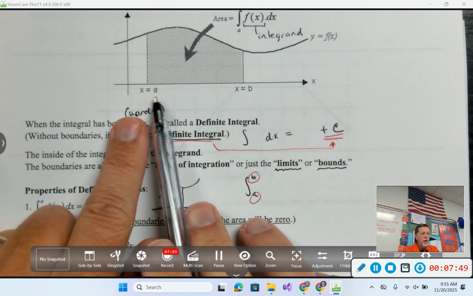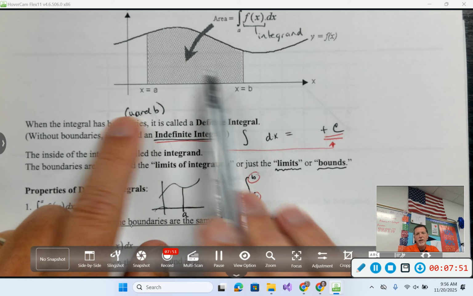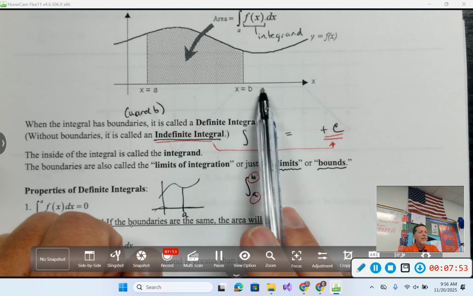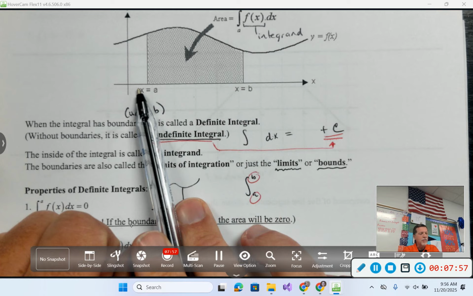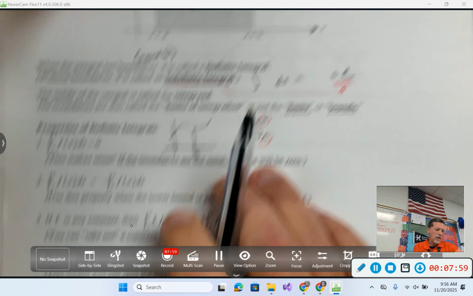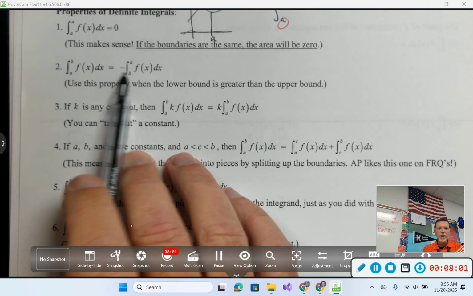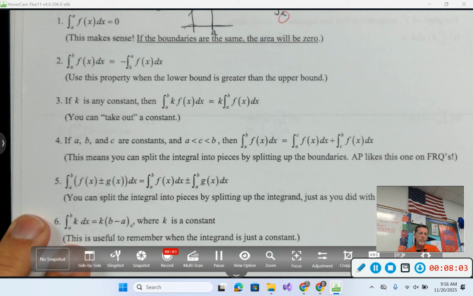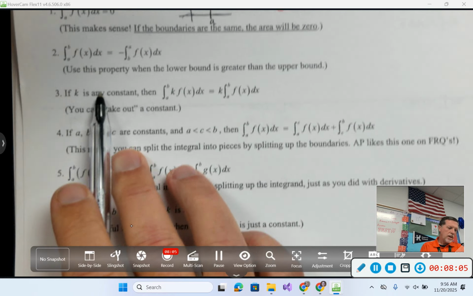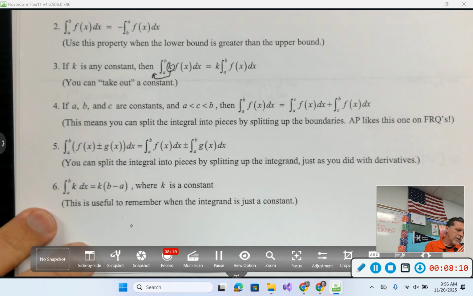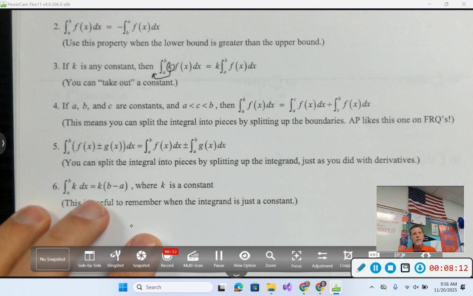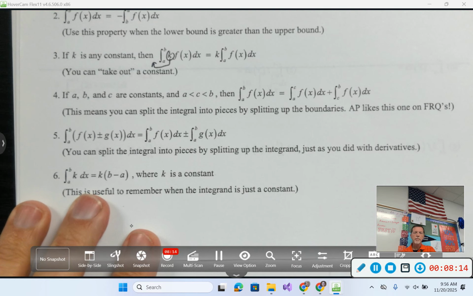Because if we go from A to B, that's a positive area. But if we go from B to A, that's backwards. And almost always in math, if you're going backwards, you get a negative. And it's the same thing here. So if you switch the order around, it puts a negative out front. If K is a constant, you can slide the constant out front. You can take out the constant. I think we've used that. We just haven't really talked about that as a particular property.